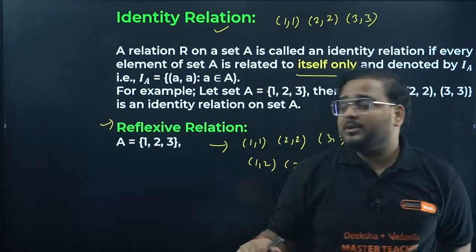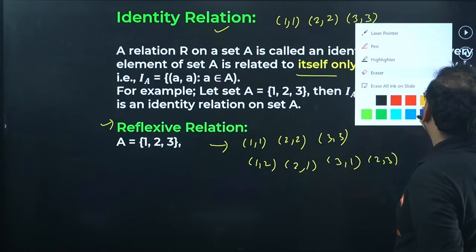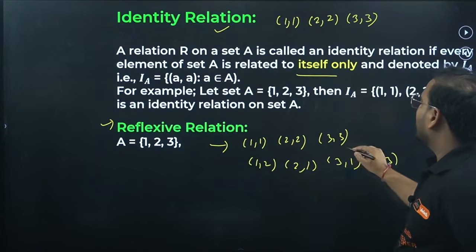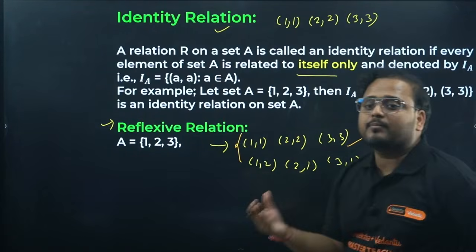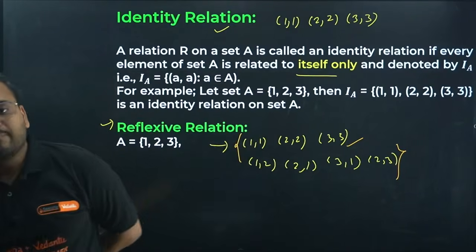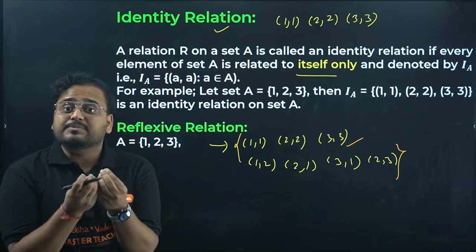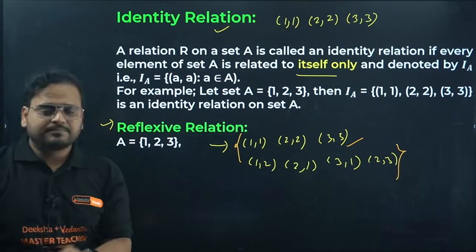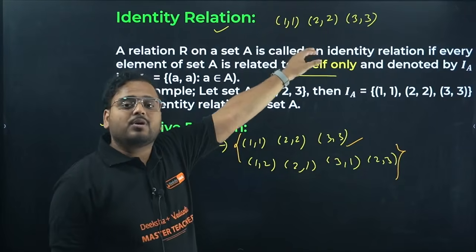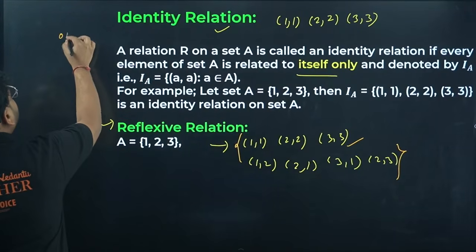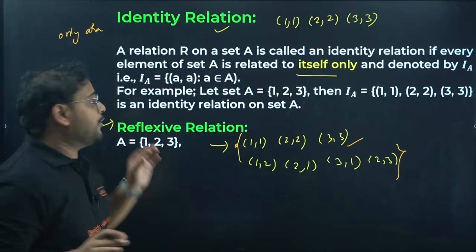Apart from the original pairs of identity, that is 1, 1, 2, 2, 3, 3, other ordered pairs are also welcome to be present over here, and that type of relation is called reflexive. So the common difference between these two is very simple. In the identity case, you must have only these combinations, only ARA. I hope this is visible.